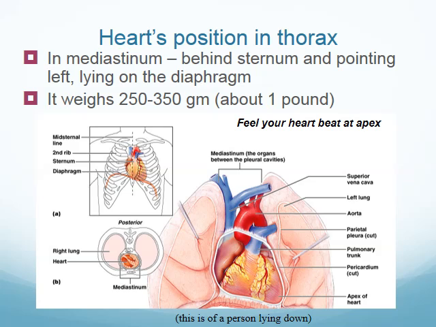The heart points down and to the left. The largest portion of the myocardium is pointing down and towards the left side of the body. The heart weighs about 350 grams, which is about a pound.